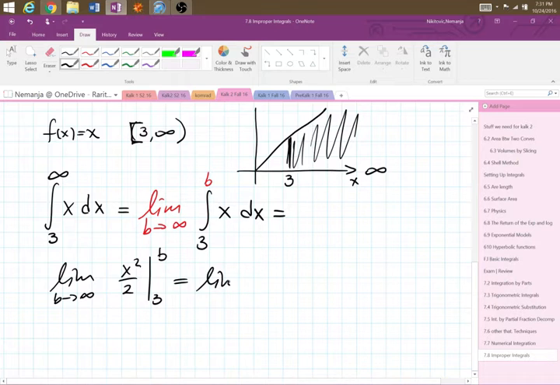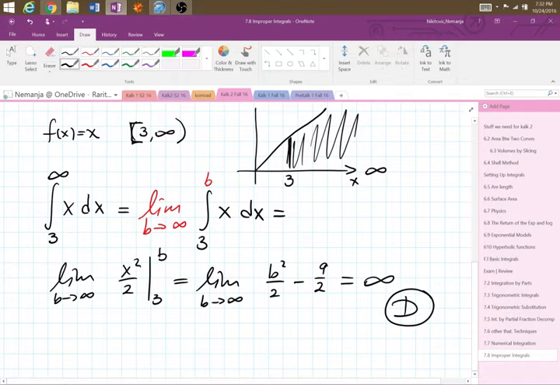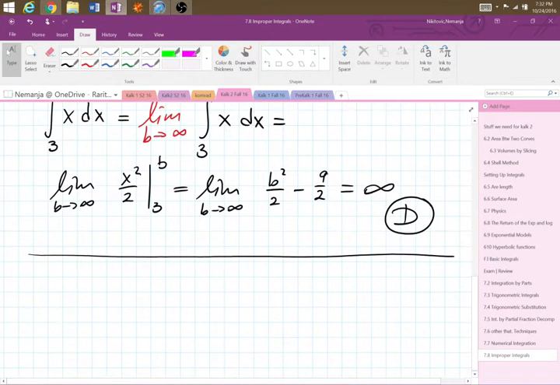So here it is, writing the limit again because I haven't used it yet. I have b squared over 2 minus 9 over 2. And now when I send b to infinity, everything just blows up, explodes, and we say it diverges. I like to put a capital D in a circle for divergent. So I really hope that you guys will spend a long time tomorrow reviewing your limits. Right? You gotta know your limits.